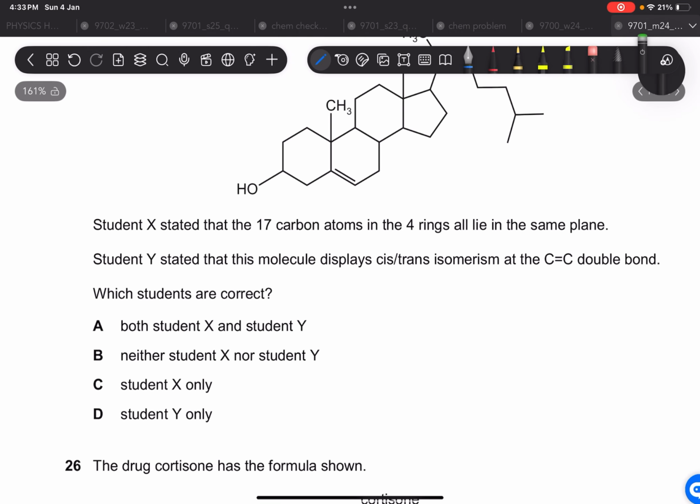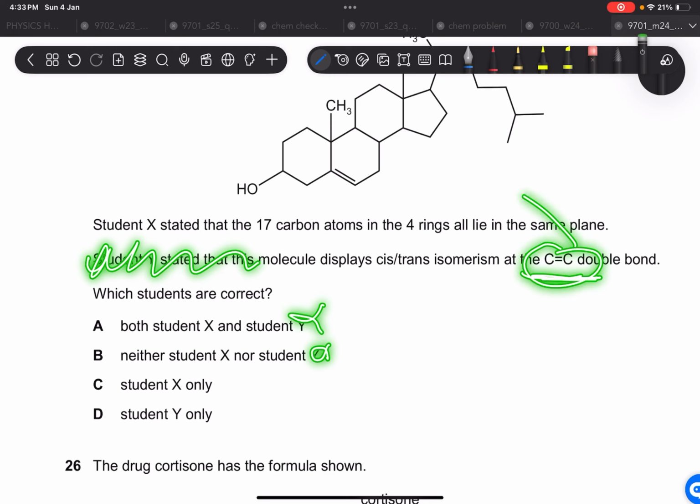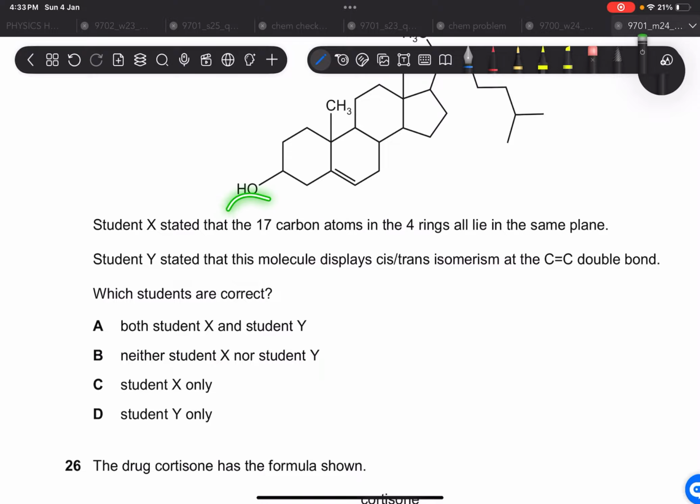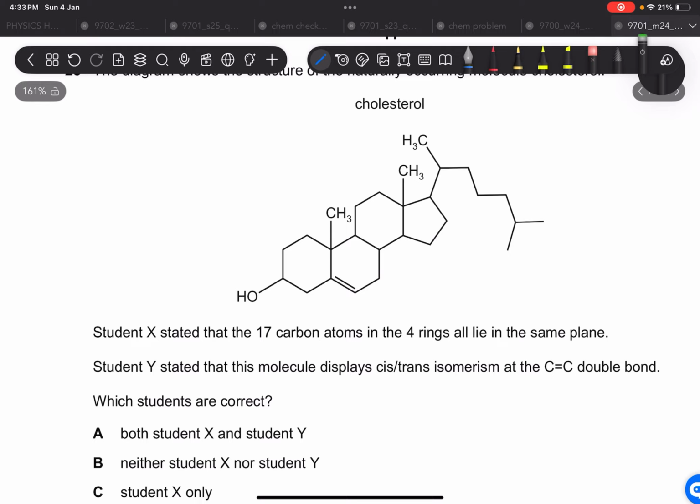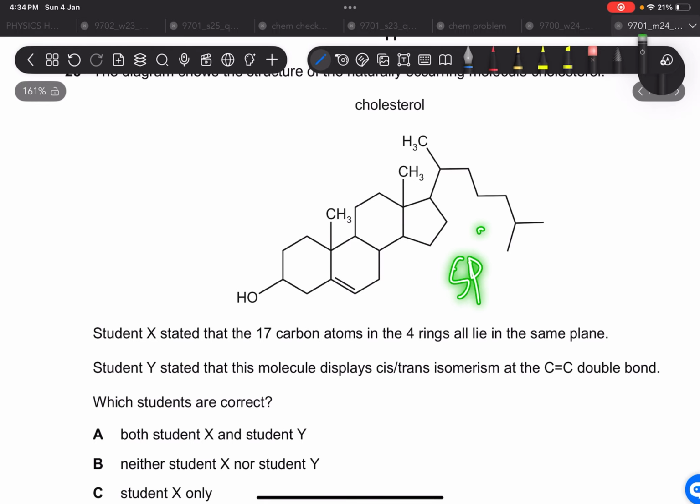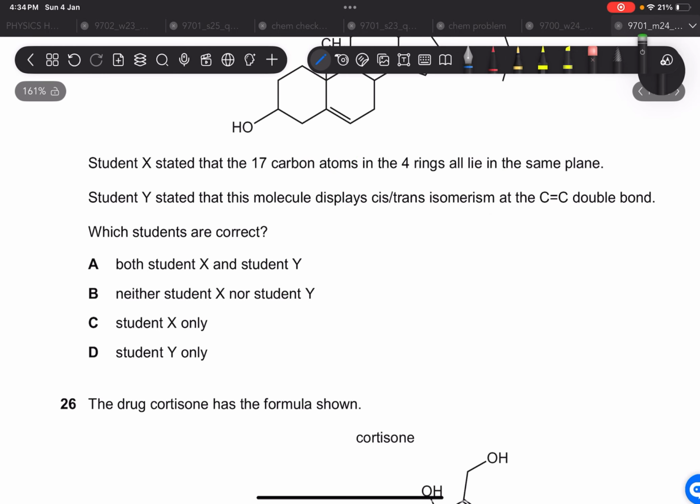So which student is correct? Both X and Y, neither X nor Y? No, only this one is correct, because he's saying that this displays cis-trans at the C=C double bond. Yeah, it's gonna, because it has different groups attached, and they're not in the same plane, because to be in the same plane all should be sp2 hybridized. So these are in the same plane, but the rest are sp3 hybridized. Student X was wrong, student Y was right. So D.